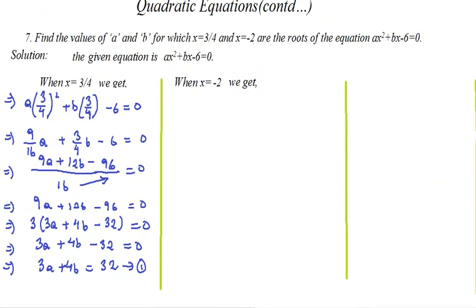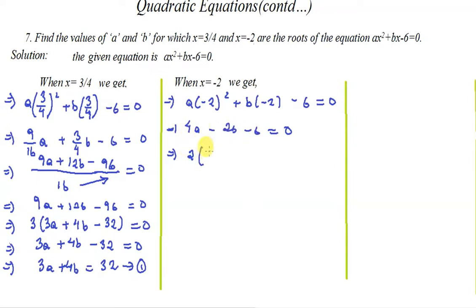Now another equation: when x is equal to minus 2, it implies that a into minus 2 whole thing square, plus b into minus 2, minus 6 is equal to 0. Minus 2 whole square is 4, so 4a minus 2b minus 6 is equal to 0. Then 2 is common: 2a minus b minus 3 is equal to 0.